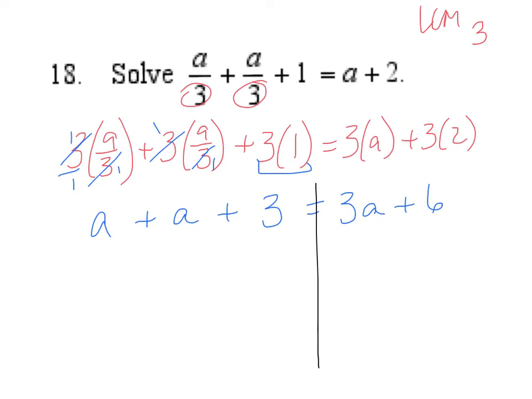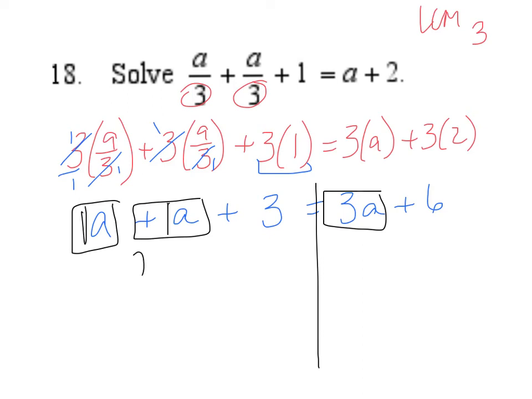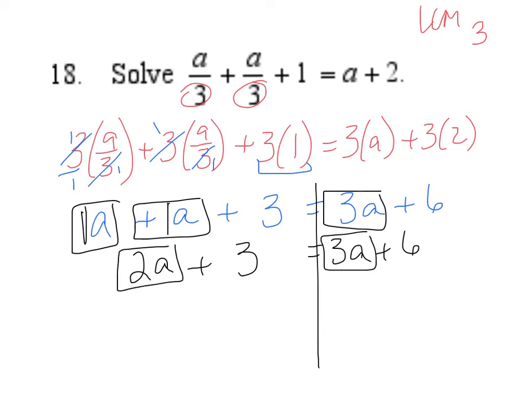So I draw my line down, I box in my A's, and I notice I can go ahead and actually combine these two A's together. They're already on the same side. So this is called combining like terms. I have 1A and 1A, so now I have 2A plus 3 equals 3A plus 6. So now when I rebox, like the shoes, when I rebox in my A's, the right side, my A's are bigger, so I'm going to put my A's over here and my numbers over here.